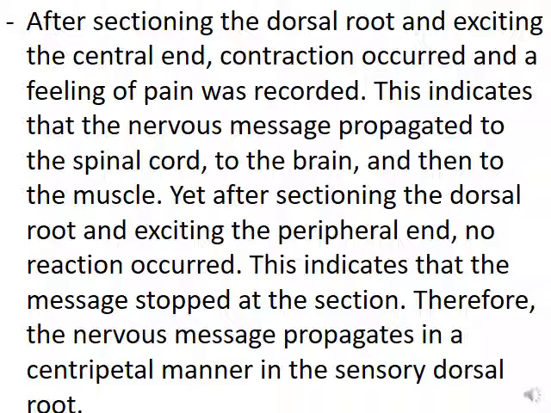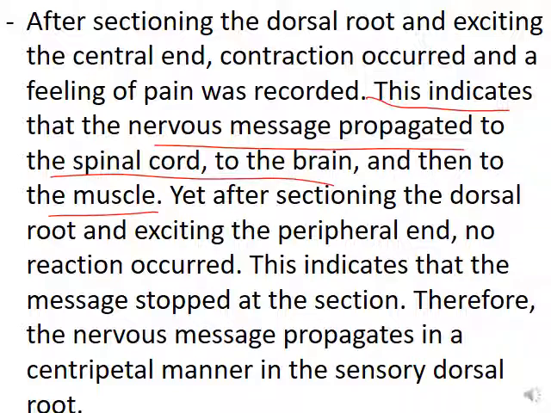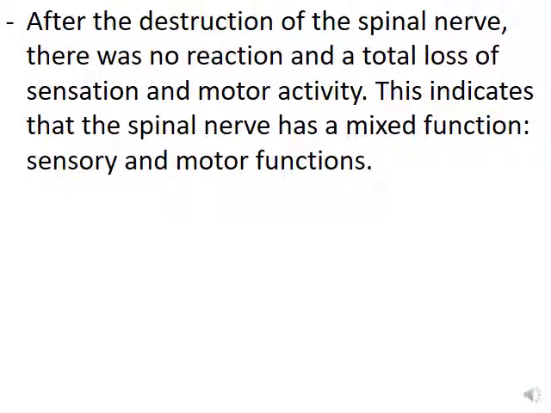What does this indicate? This indicates that the nervous message propagated to the spinal cord, to the brain, and then to the muscle. Yet, after sectioning the dorsal root and exciting the peripheral end, there is no reaction. This indicates that the message stopped at the section. Therefore, the nervous message propagates in a centripetal manner toward the center, toward the brain and the spinal cord, in the sensory dorsal root. The last experiment was destruction of the spinal nerve.